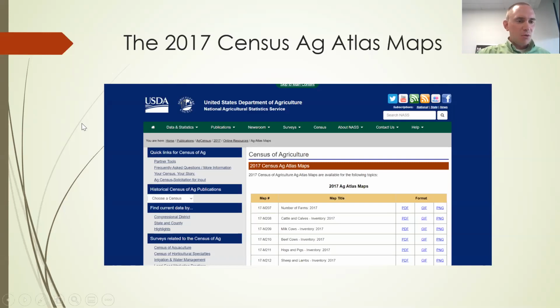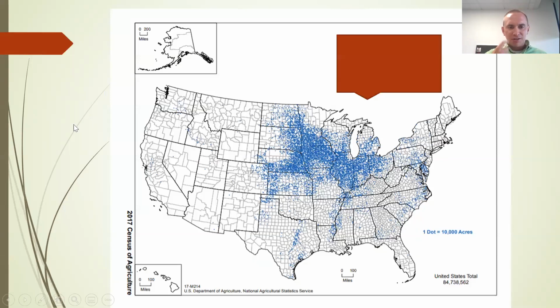Okay, I'm going to click on my first map here. You can see on this map, every dot represents 10,000 acres. If you would go to the chat feature, and I'm trying to give you a softball for the first one, put your guess on what crop you think is represented by all those dots.